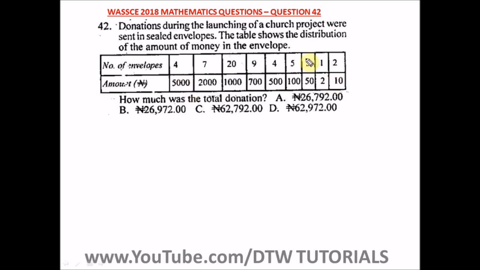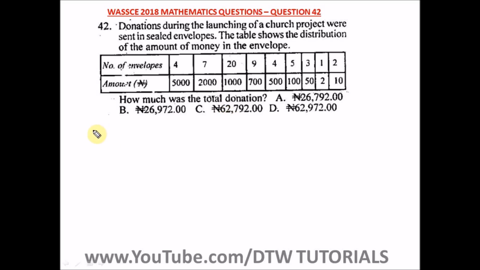Since this is the table that shows the distribution, the frequency, 4 people donated 5,000 naira. So you have to add 5,000 plus 5,000 plus 5,000 plus 5,000, which is 4 times 5,000, which is 20,000. So when you add that up and you also multiply this, you add this up, that will give us the total donation.